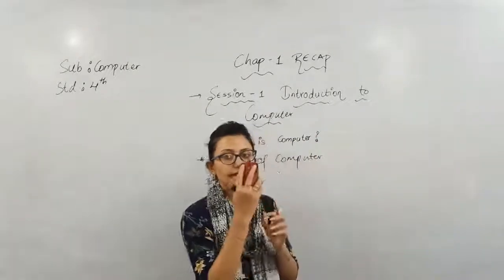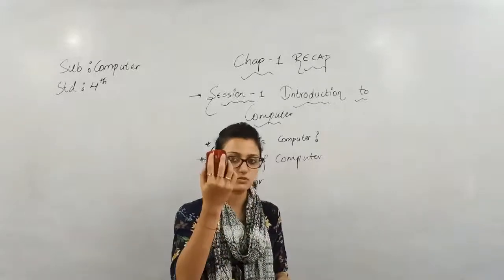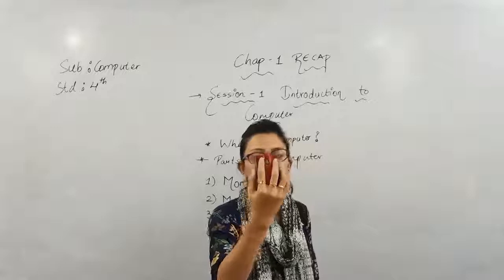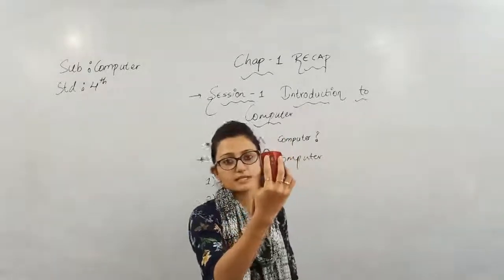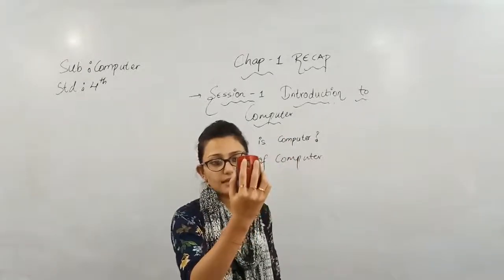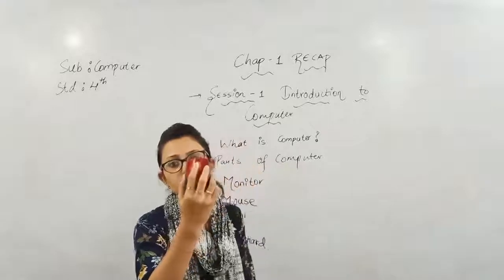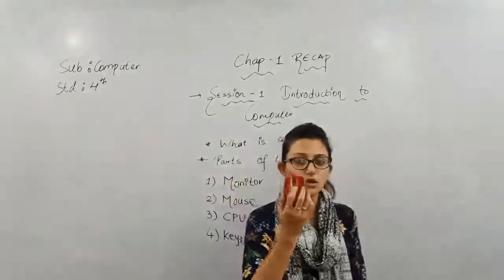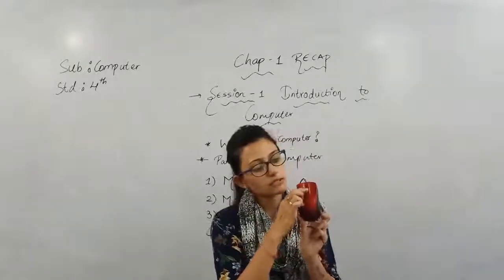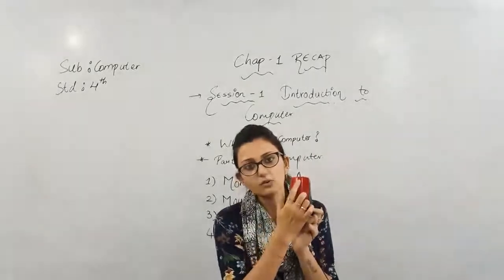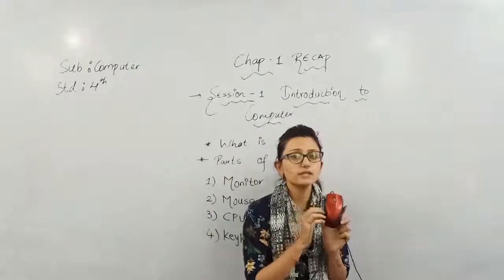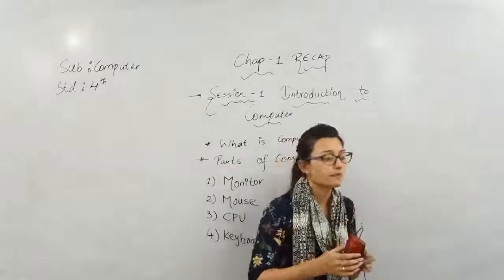This one, like this, you have to hold the mouse. What will you do? You will press right click, left click and center button. This is the scrolling button. Look, it is rolling like this, up and down, up and down. So this is called mouse.